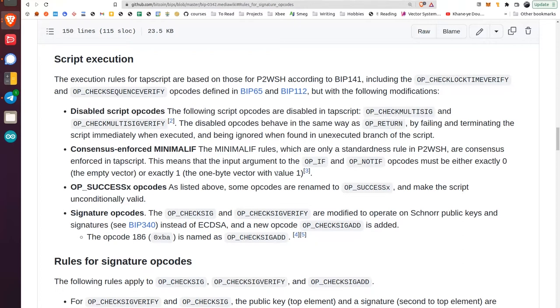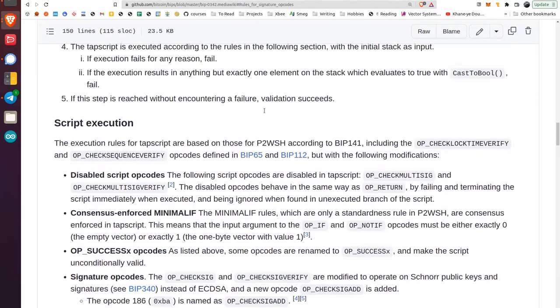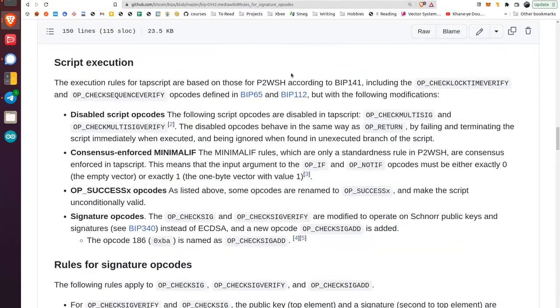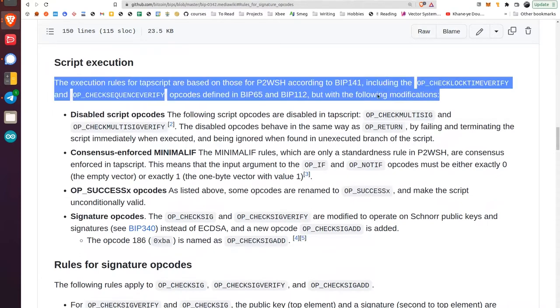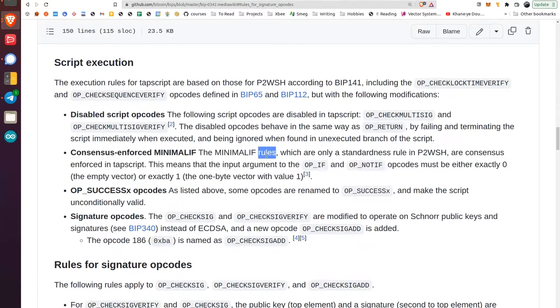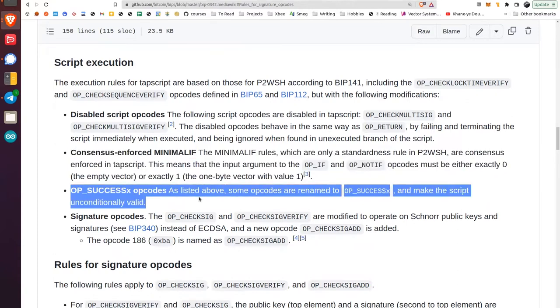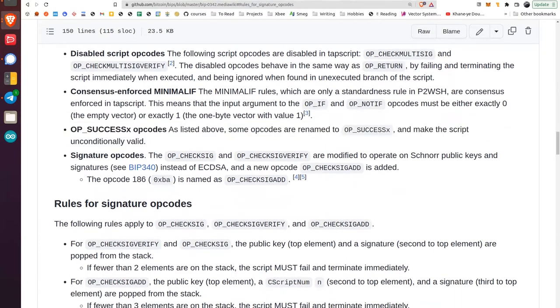They added a new one, which isn't listed in this thing. I don't know why. It says execution rules are the same as everything else, except for the following modifications, right? So these are just the things they changed. Consensus enforcement of minimal if. This is one of those things where, I don't know, it's important, but you'll probably follow it anyway. You don't have to think about it that hard. Just don't put extra data in a script.